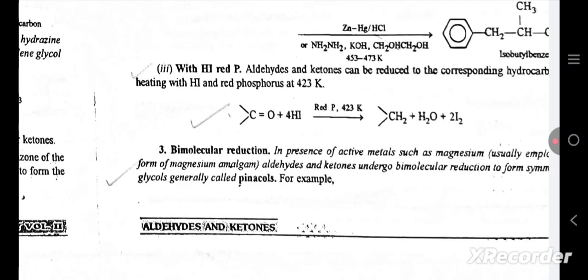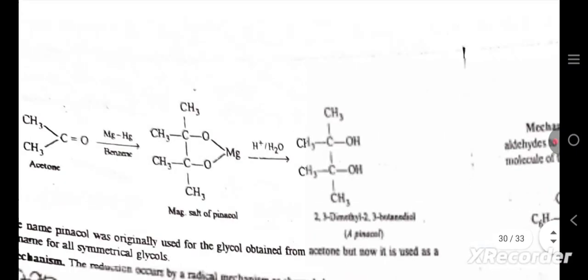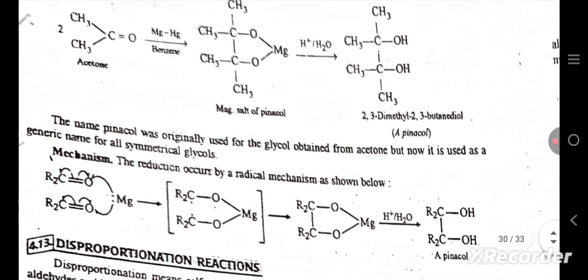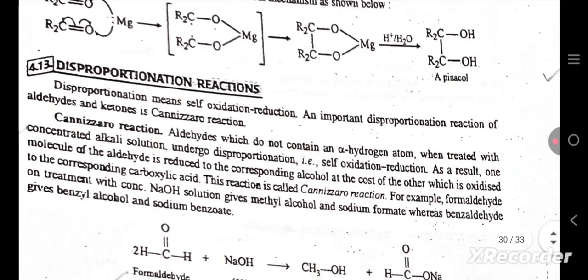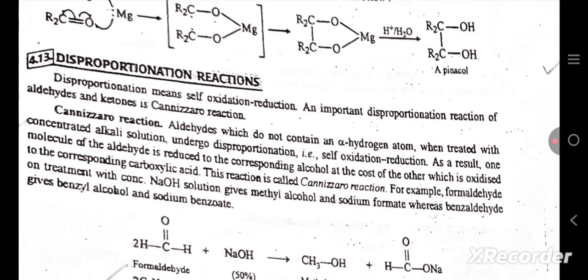Bimolecular reduction. In the presence of active metals such as magnesium, usually in the form of magnesium amalgam, aldehydes and ketones undergo bimolecular reduction to form symmetrical glycols generally called pinacols. The name pinacol was originally used for the glycol obtained from acetone, but now it is used as a generic name for all the symmetrical glycols. The reduction occurs by a radical mechanism as shown below. Disproportionation reactions.